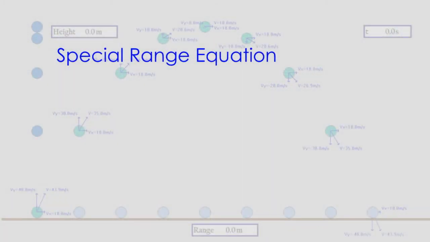We are back with a level-to-level projectile video, and this one is about a special range equation. Why is it so special? Well, that's simple. It's only used for level-to-level projectiles, and you don't have to worry about breaking apart the velocity. Let's take a look at the equation.